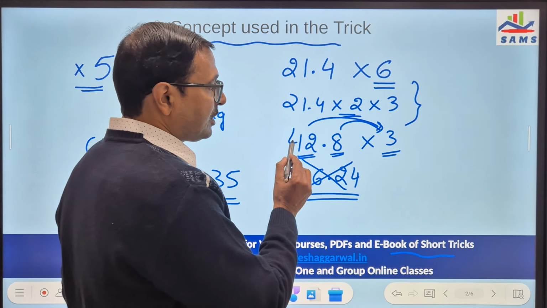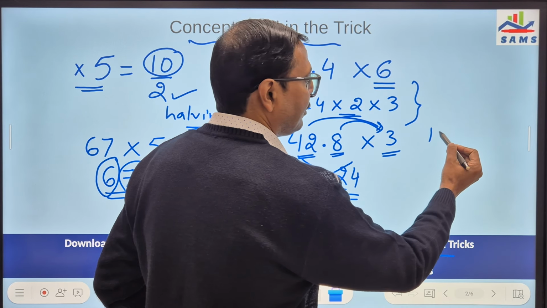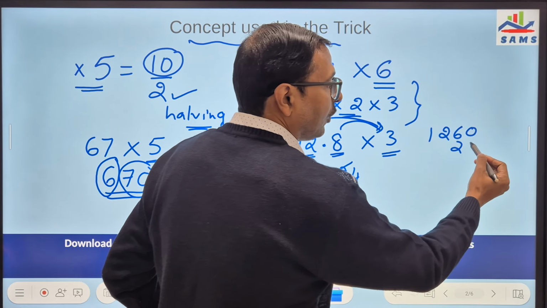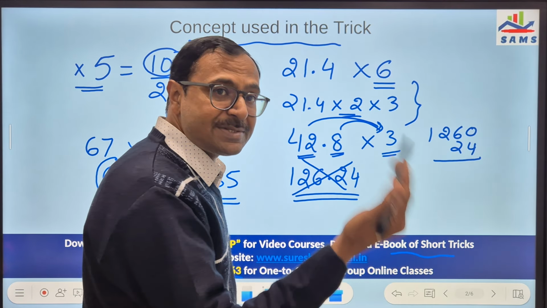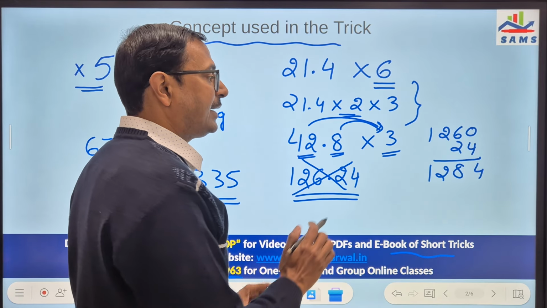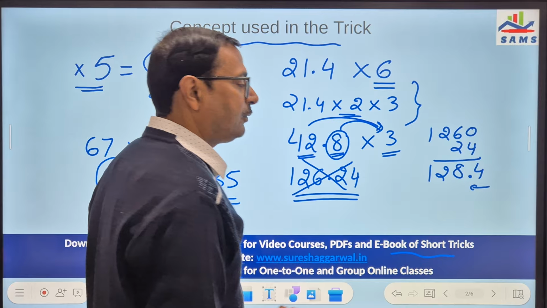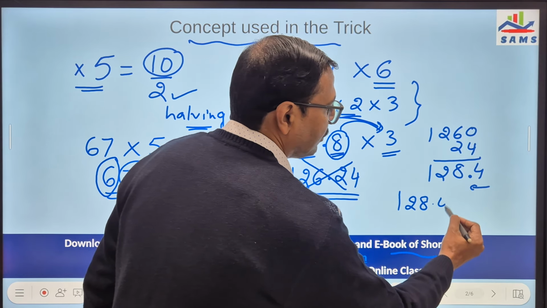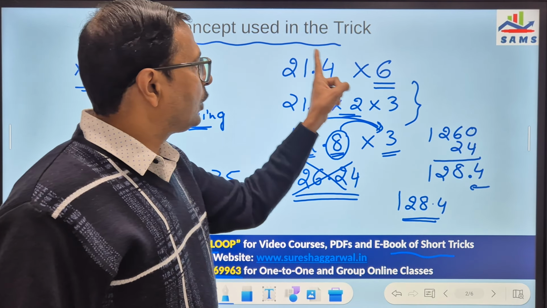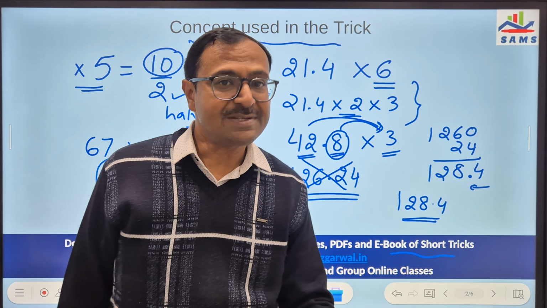Now the triple of 420 we all know is 1260, and the triple of 8 is 24. So we just need to add these numbers in the mind. This gives us 1284, and now put the decimal one digit from the right hand side, which will give me 128.4 as the correct answer for this multiplication problem. Now you can check: 6 4s are 24, 4 2 carried, 6 1s are 6 plus 2 is 8, and 6 2s are 12, which gives us the correct answer.